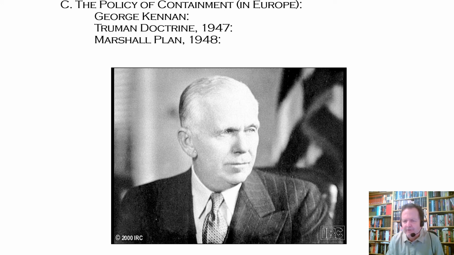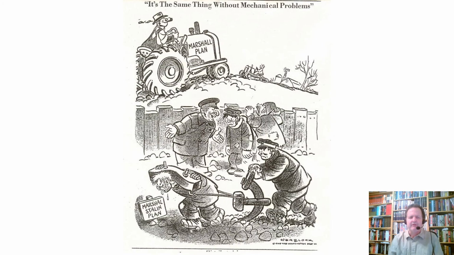So I hopped out when I was getting ready to do this. I found a cartoon real quick that I liked, that I've seen before, and I thought I'd share it with you. Here's a political cartoon. It's the Marshall-Stalin plan. Get it, Marshall-Stalin. Okay.